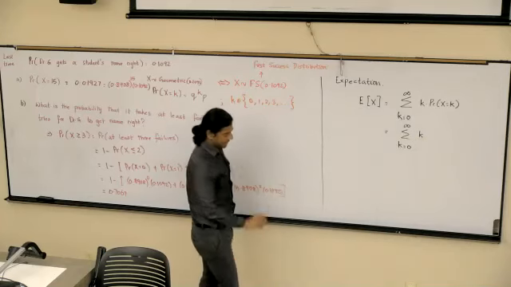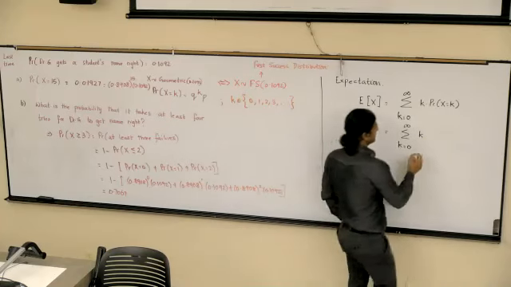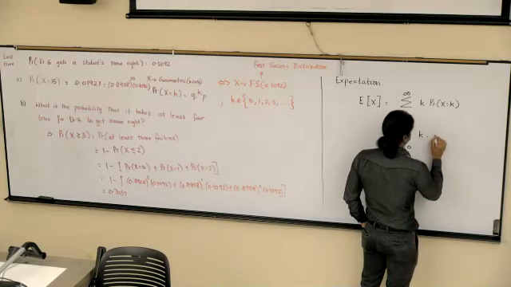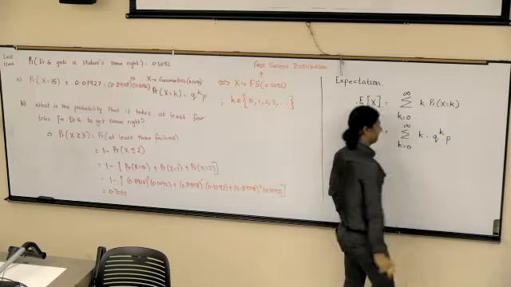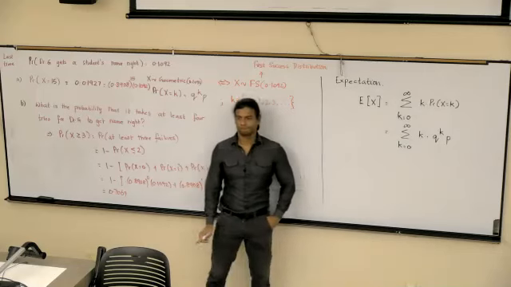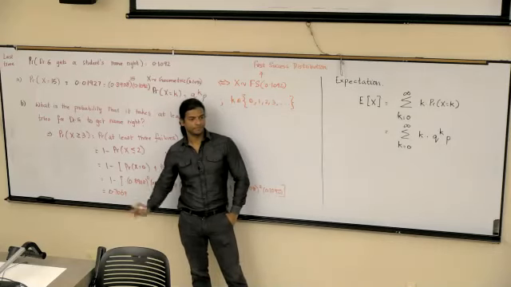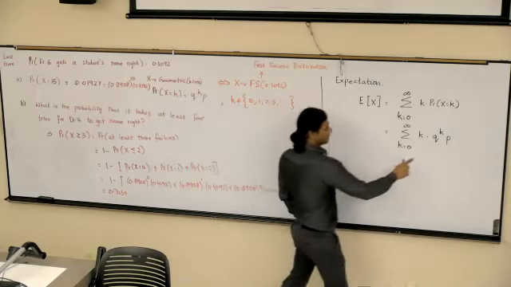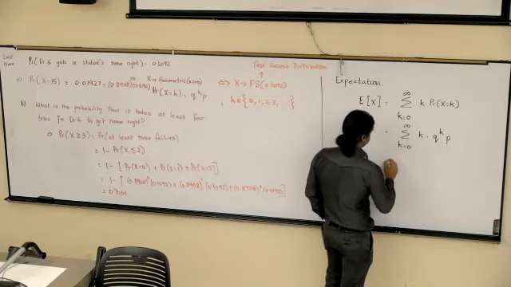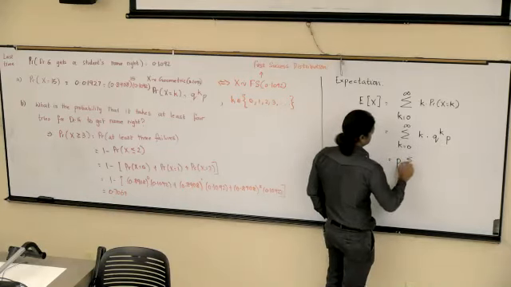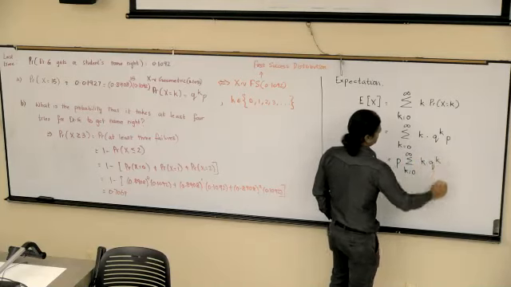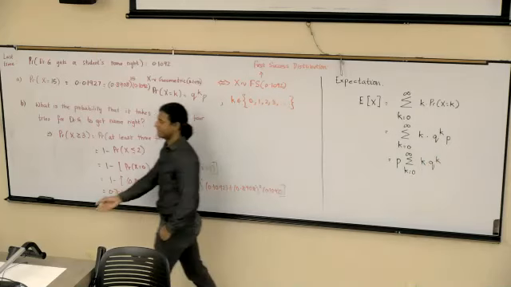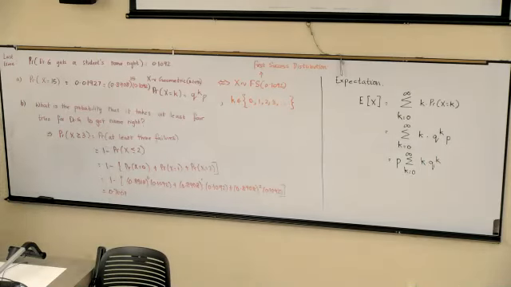That would give us k multiplied by q raised k multiplied by p. Yes? We know p is a constant, so you can pull that out of the sum. And you will have k multiplied by q raised k.